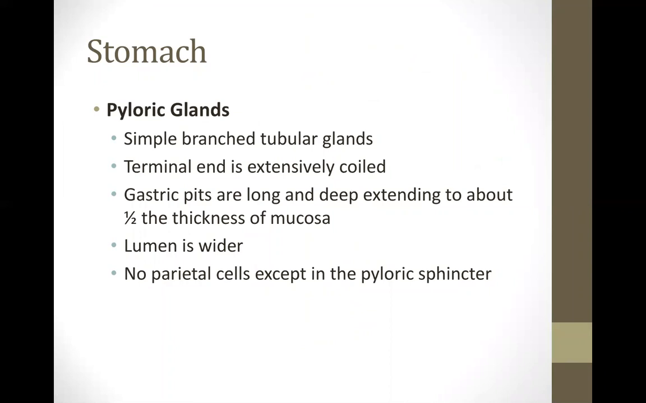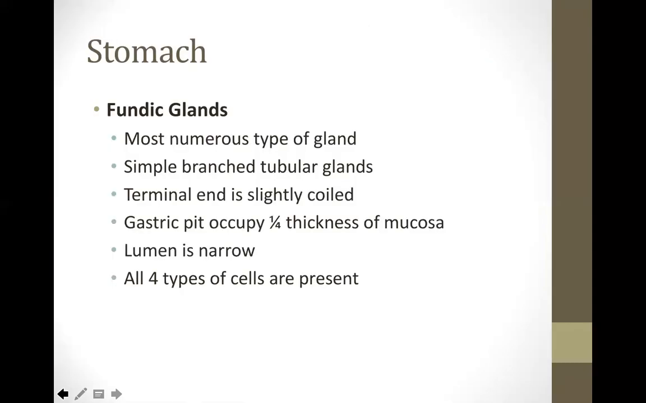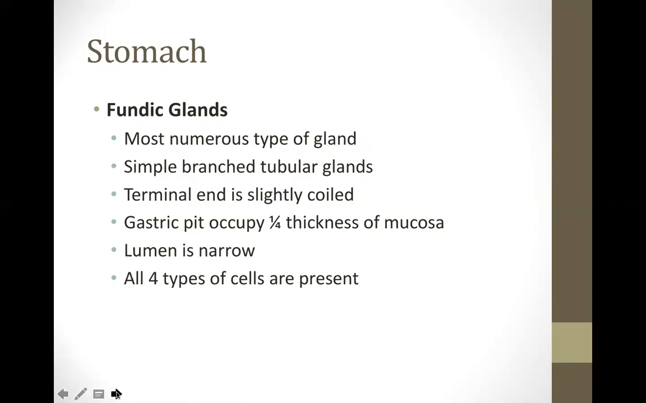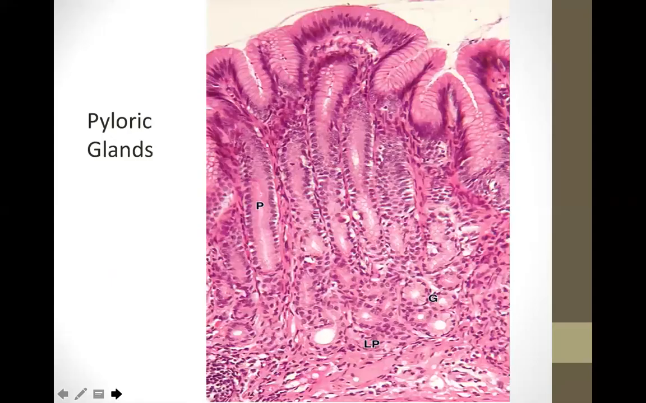The lumen is wider, and there are no parietal cells, meaning there is not much hydrochloric acid secretion and intrinsic factor secretion. Okay? Except in the pyloric sphincter. But in the whole pylorus, the pyloric glands, there are no parietal cells. Predominantly, the parenchyma of the stomach is in the fundic glands and cardiac glands, which are your parietal cells. Okay?